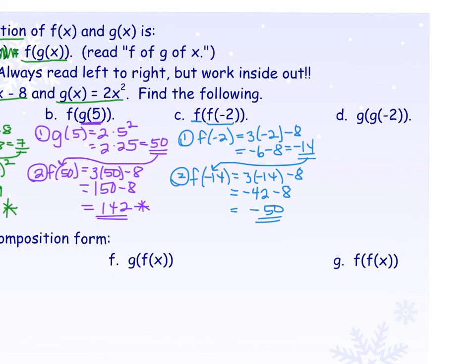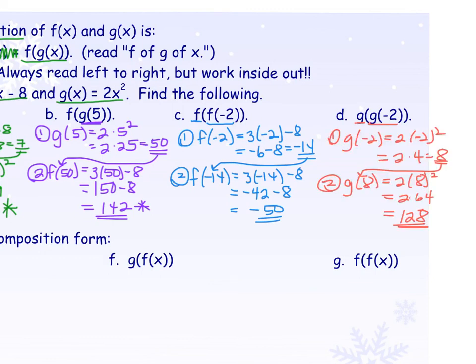All right, you guys try the last one, g of g of negative 2. Once you get your answer, press play and we'll see how you did. All right, did you get 128? Be careful when you plug in negative 2 in the very first round. Remember, negative 2 squared gives you 4, and 2 times 4 would give you 8. That output then gets plugged right back into the same function. 2 times 8 squared, 8 squared would be positive 64, times 2 is 128.